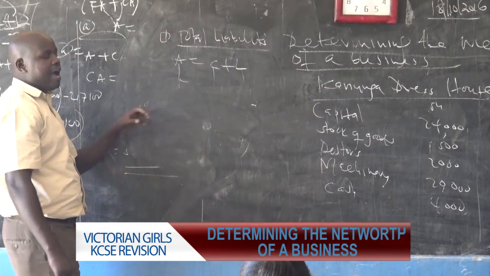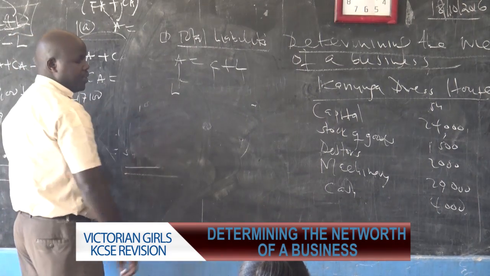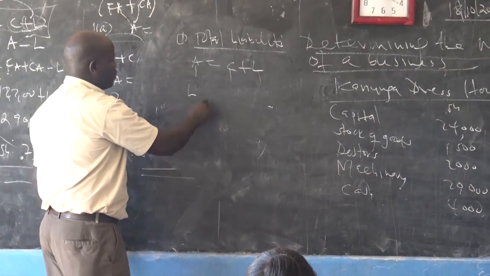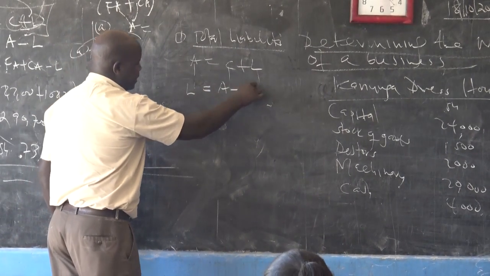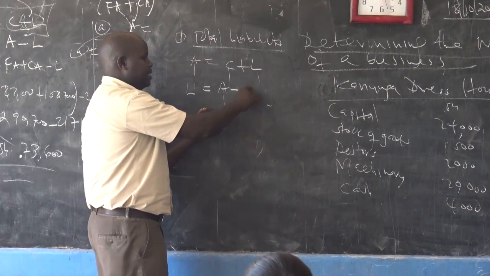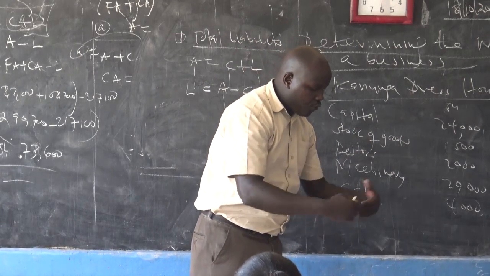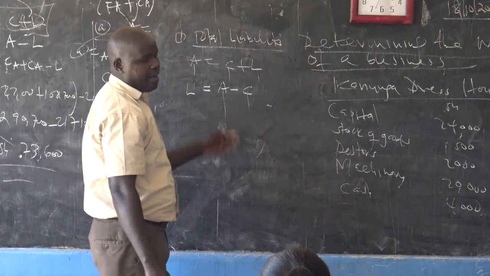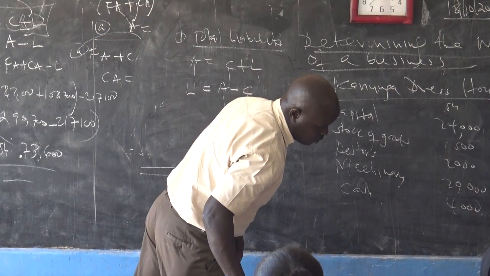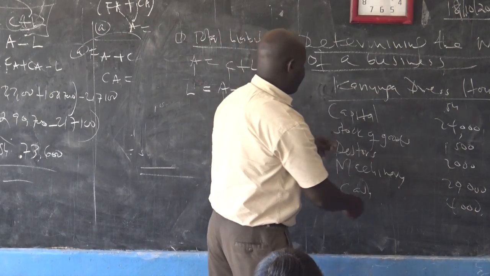What have we been asked? Total liability. So what do you do? You make L the subject of the equation. You will say L is equal to A minus C, where A is assets and C is capital. Do we have capital there? Yes. So what do we look for? Total assets. Let's identify them from here.